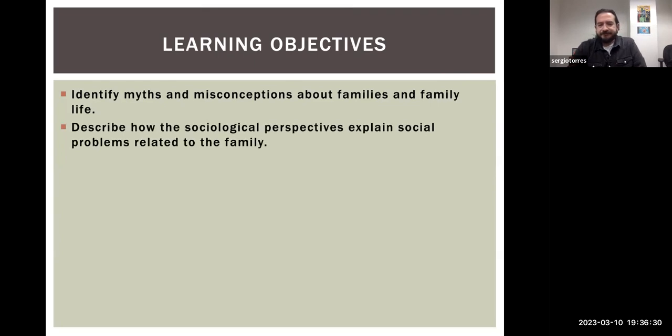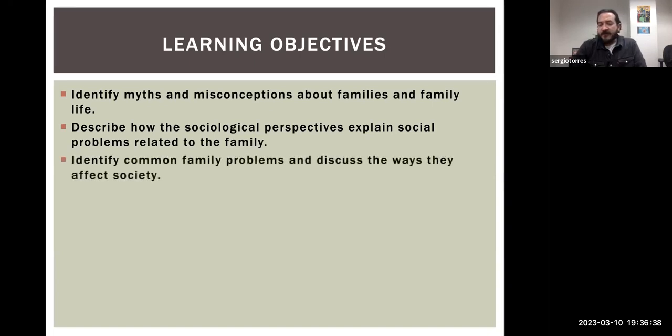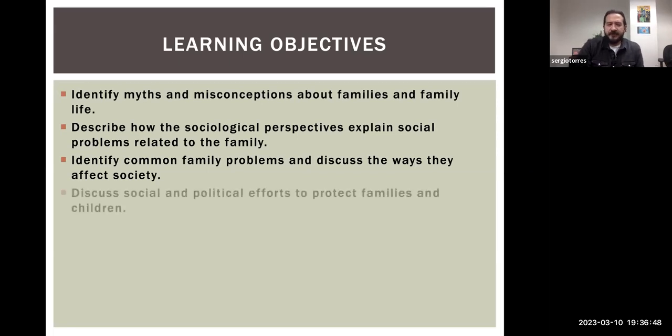Describe how the sociological perspective can explain social problems that we see related to the families. Identify common family problems and discuss the ways they affect society. We'll touch on some of those, and the book goes into a lot more detail, but for purposes of the lecture, I'll try to keep it brief. And then discuss the social and political efforts to protect families and children, right? So kind of that perspective as well.